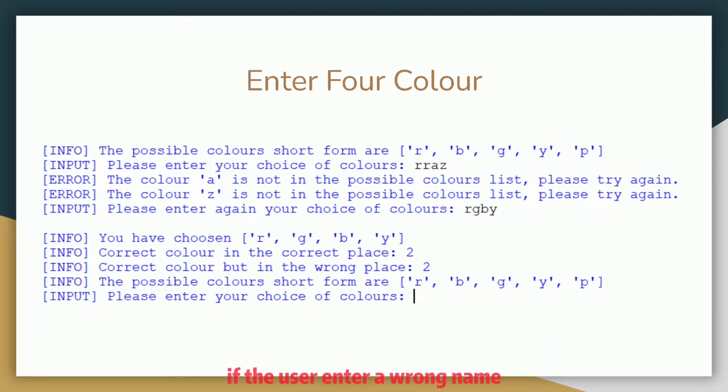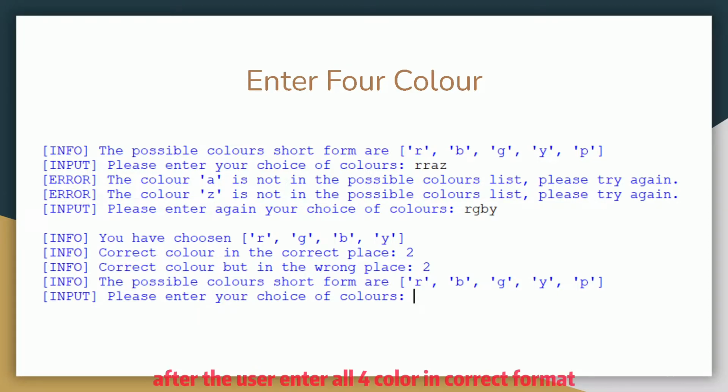If the user enters a wrong name, the program will ask again until the user inputs the correct name, which should exist in the possible color list. The wrong input will also be shown. For example, as shown in this slide, when the user enters RRAZ, and A and Z are not inside the possible color list, then the program will pop out the error and ask the user to enter again.